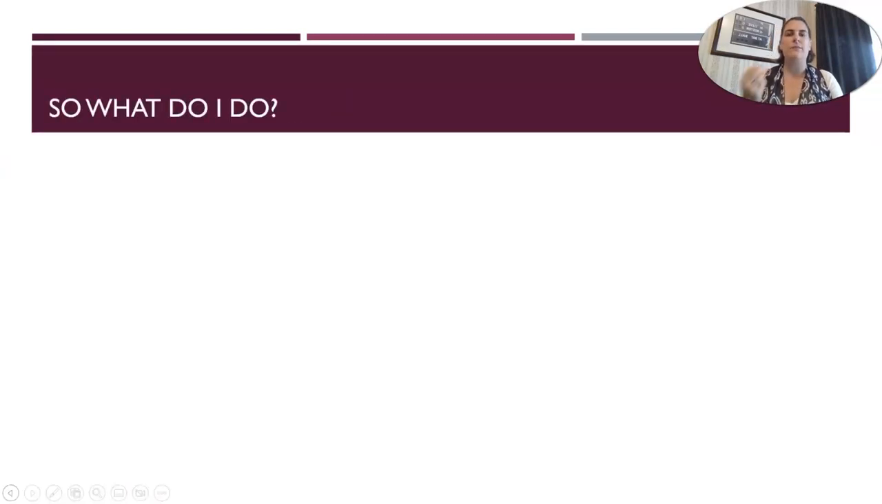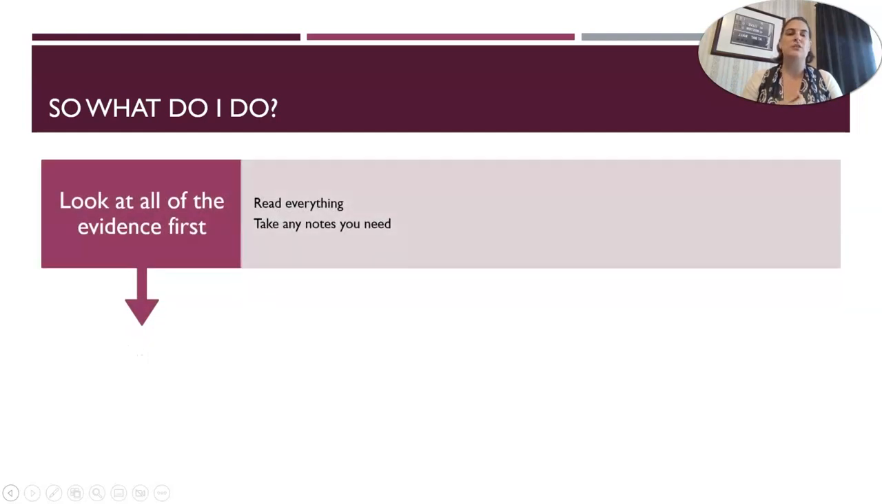So if we put it back into CER writing terms, here's what you're going to do: look at all the evidence you are provided first. So if you're given a text, a picture, a video, whatever it is that you are supposed to answer the question about, you want to go through all the evidence that you're given and take notes on what you're thinking about it as you're going through it. Just don't get stuck on one theory. Make sure you're looking at everything.